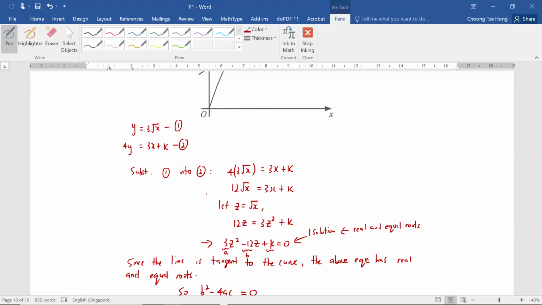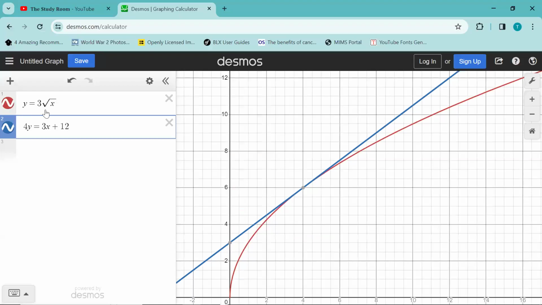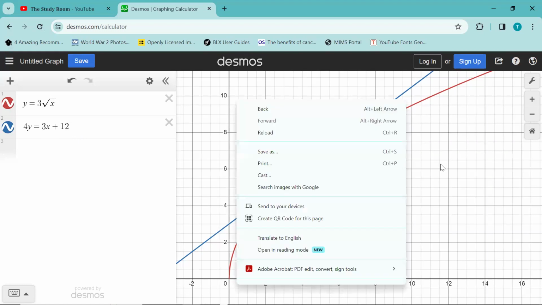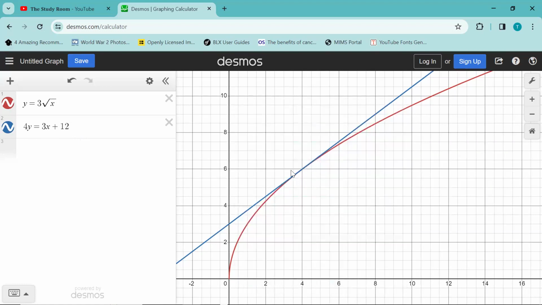I've actually plotted this using Desmos already, so we can go over and take a look at that one. You can see y equals 3 root x is the red curve over here. And then we found k to be 12 for the answer. So 4y equals 3x plus 12. Then the blue line is tangent to the curve, right?